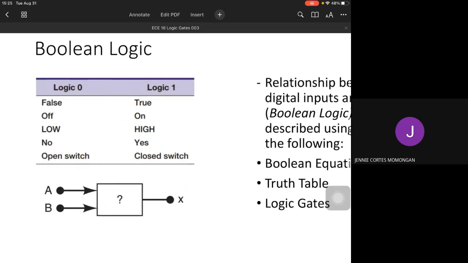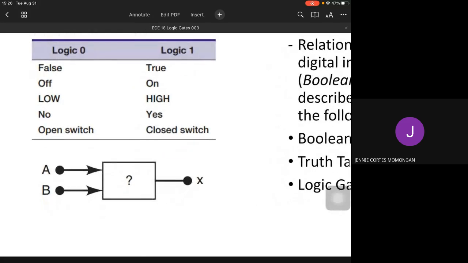So when we say logic 0, it could either be false or off or low or no or an open switch or sometimes 0 volts or ground, within certain ranges. Whereas logic 1 would be either true or on or high or yes or closed switch or positive 5 volts, or practically it can be 3.3 volts. Whichever, they come in pairs. If 1 is true, 0 is false. If 1 is yes, 0 is no. If 1 is closed, 0 is open. So, I think you get the point.